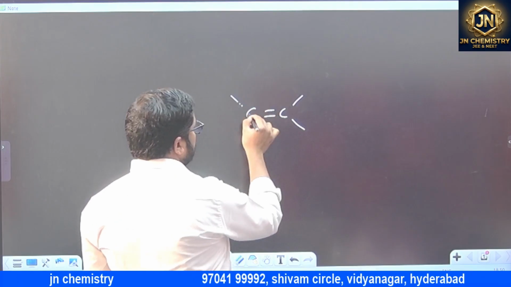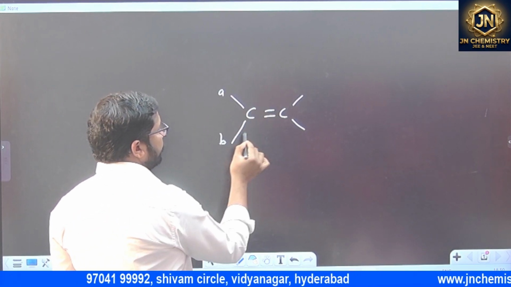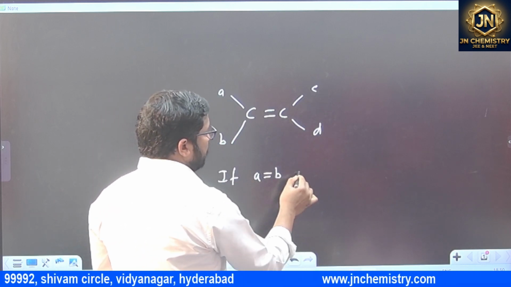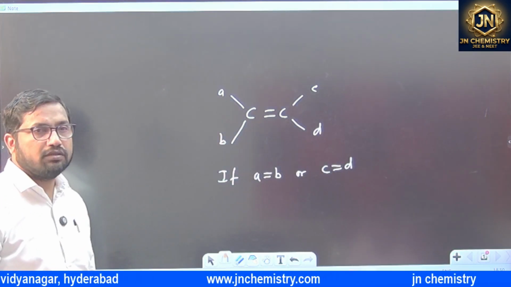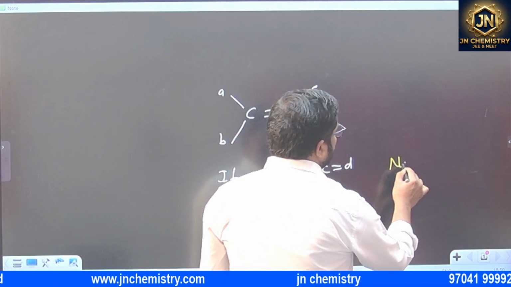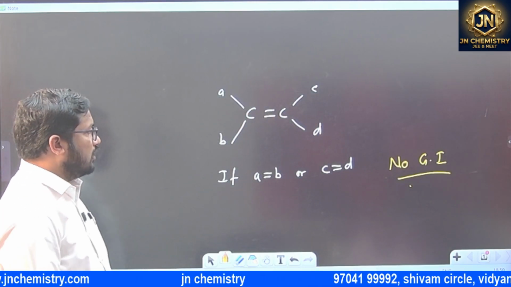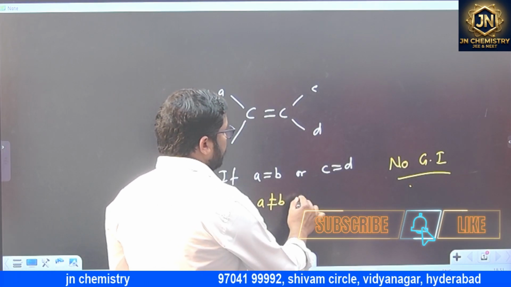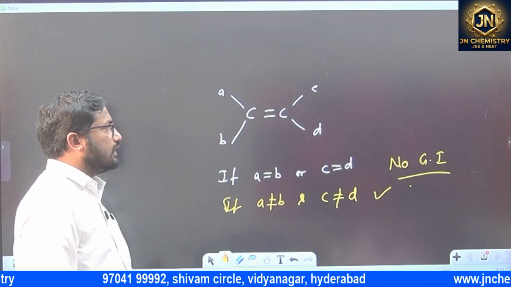I told you alkenes will show geometrical isomerism. For example, AB C=C CD: if A is equal to B or C is equal to D, in that case what happens? No GI, no geometrical isomerism, right? So it is possible when A is not equal to B and C is not equal to D. In that case it shows geometrical isomerism.